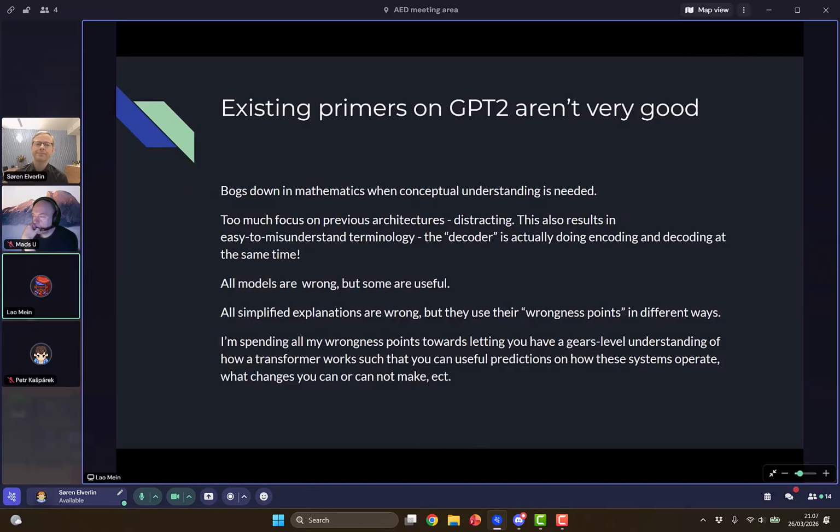All models are wrong. Some models are useful. So some things aren't technically, super pedantically correct, but I have a certain number of wrongness points, and if you use too many wrongness points, your model starts breaking down and actually starts making less sense. But I hope I'm using an optimal number of wrongness points to help you get a gears-level understanding of how a transformer like GPT-2 actually works.